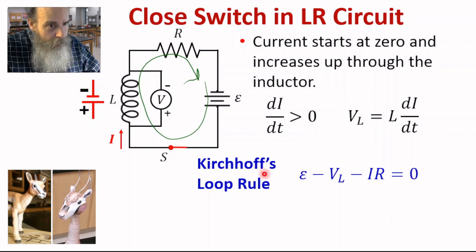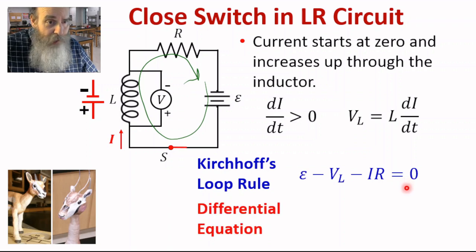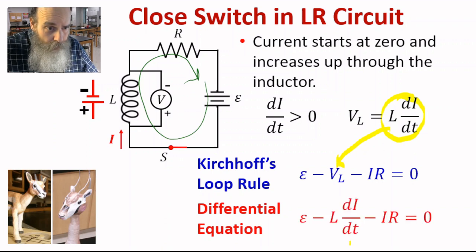So we've got a voltage increase of E through the battery, then a voltage drop through the inductor, and then a voltage drop through the resistor. So E minus VL minus IR equals 0. Now let's put in what VL is. VL is L di by dt. So put that into here, and that will give us a differential equation. We get E minus L di by dt minus IR equals 0.